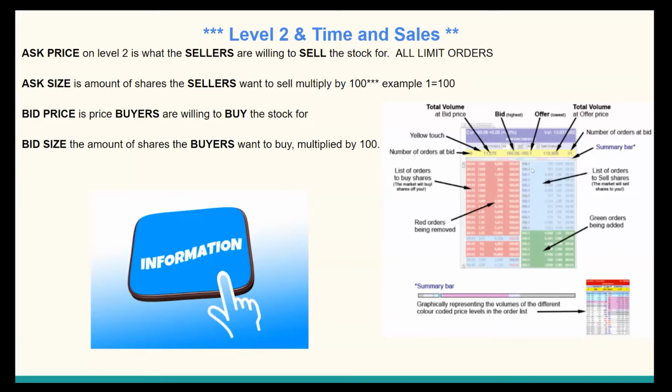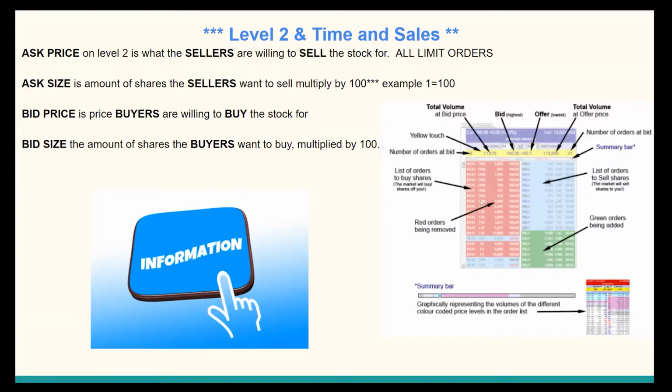So on the right hand side, these are the ask. This is what sellers are willing to sell the stock for. Now you have to understand every single order on the limit book, every single one on both sides, are limit orders. This is very important to understand. So on the right-hand side are always the sellers. So they're at the ask.